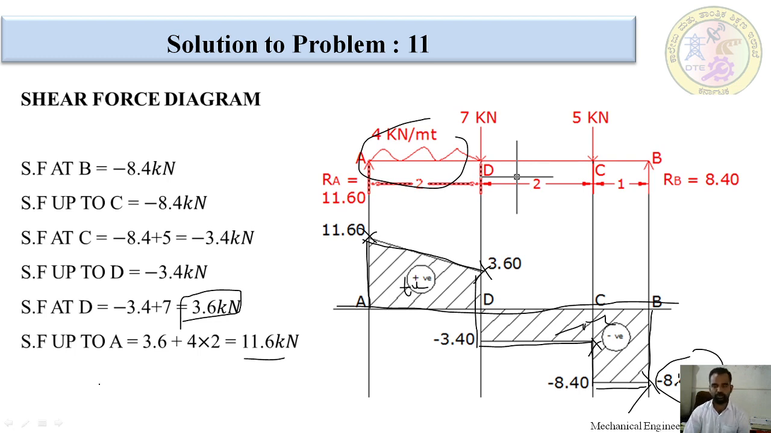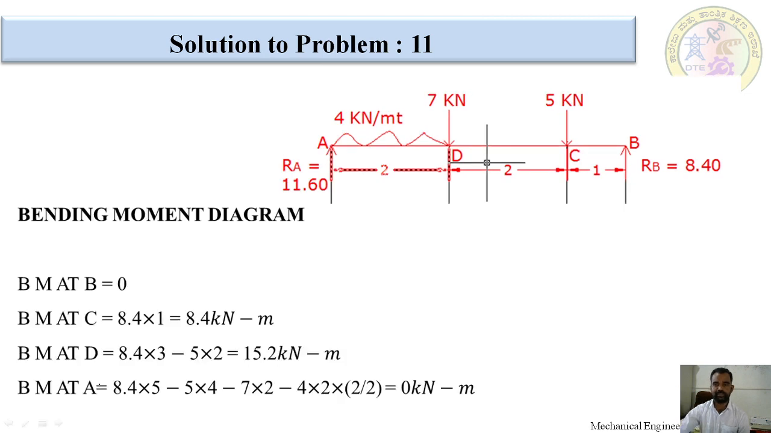Next, we will move to the bending moment calculation. In bending moment calculation, at A and at B it is always 0. Next, we only need to calculate between the supports. At C point, how much is it having? At D point, how much is it having?